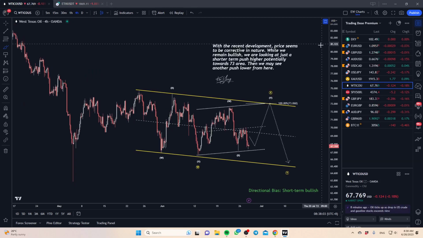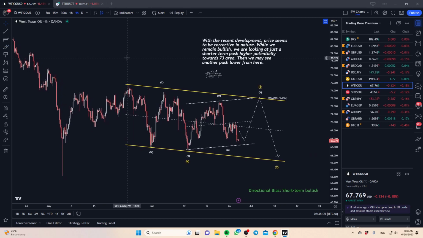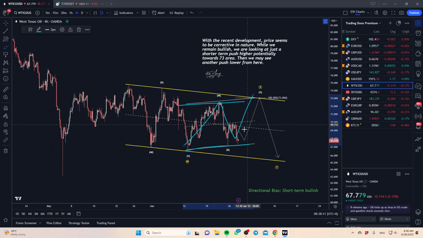Then we have crude oil. Crude oil over here, overall, I'm looking at it as a short-term bullish opportunity with this three-wave structure internal, WXY. So if we can get a bounce, we can expect a bit more upside towards a target at 73. And then from there, I do expect another pushback down to complete the bigger structure.